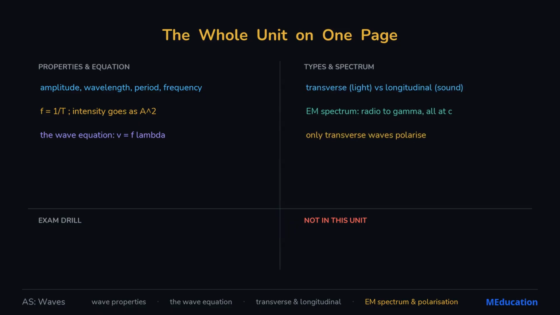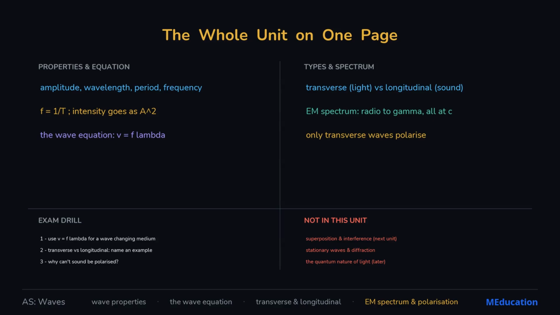Waves are transverse, wobbling across the travel like light, or longitudinal, wobbling along it like sound. All electromagnetic waves share the speed of light in a vacuum and differ only in wavelength. And only transverse waves can be polarized, which proves light is transverse and sound is not.